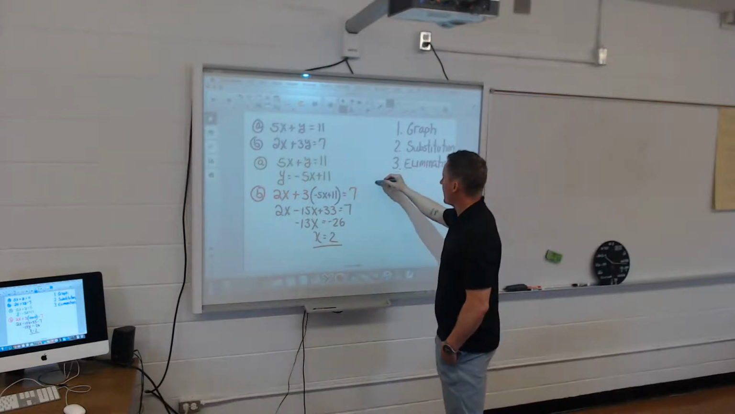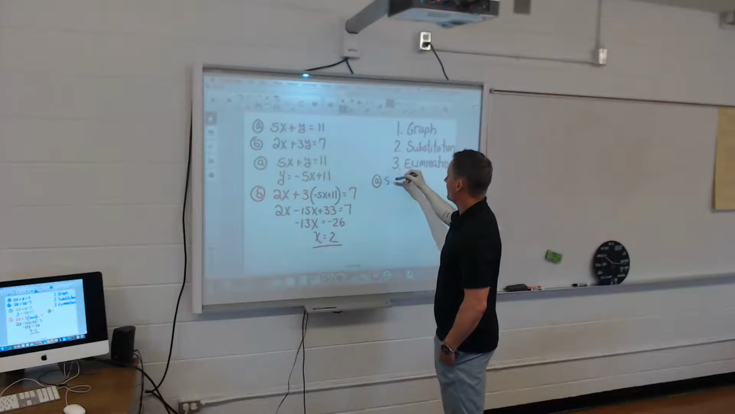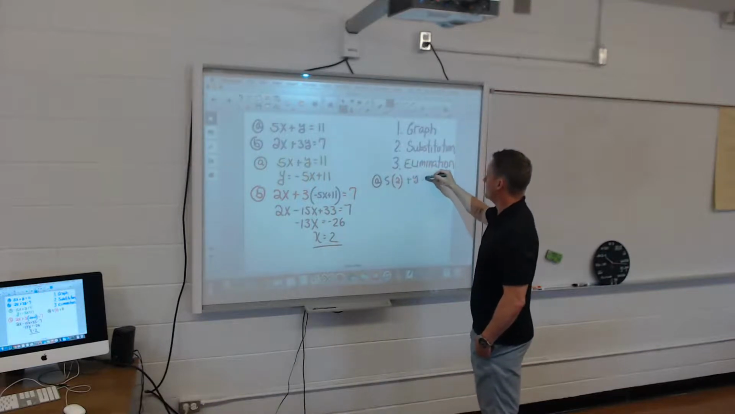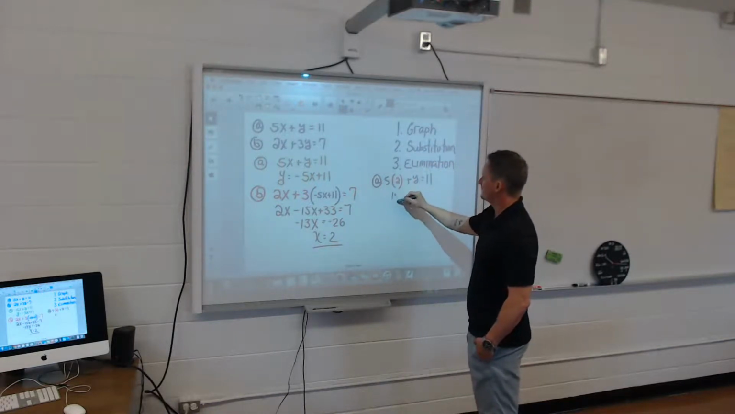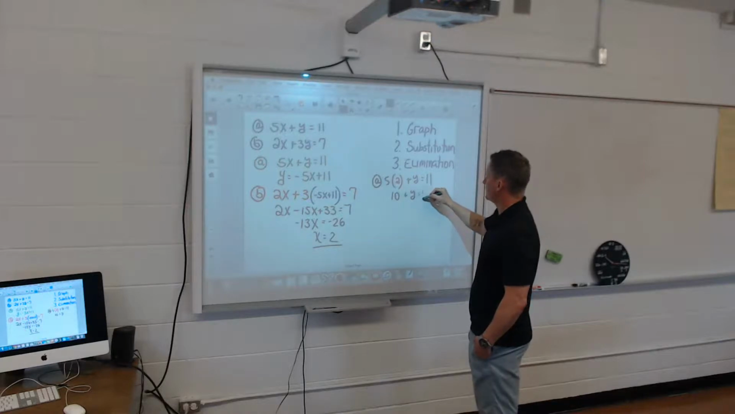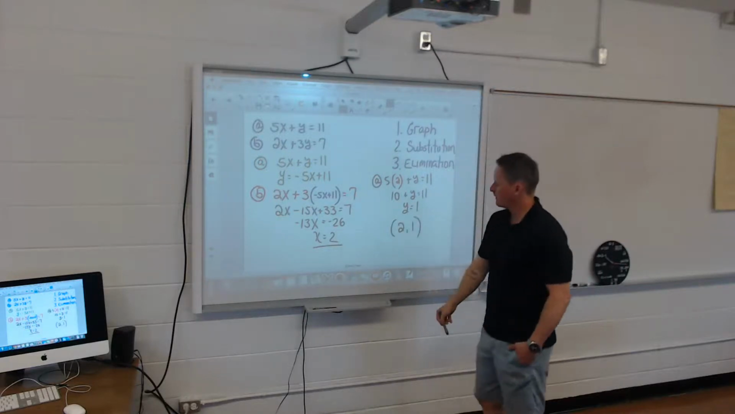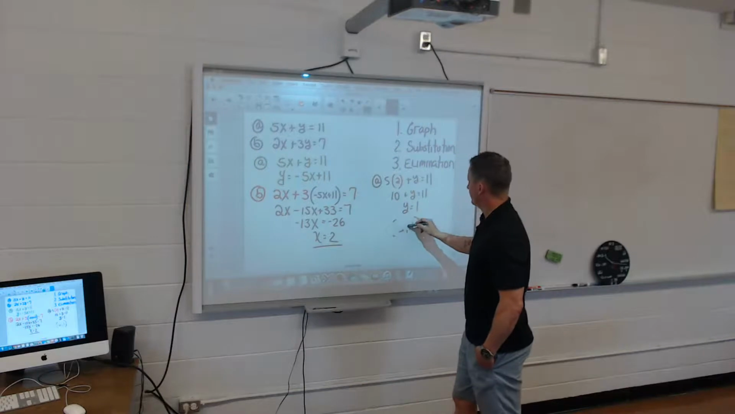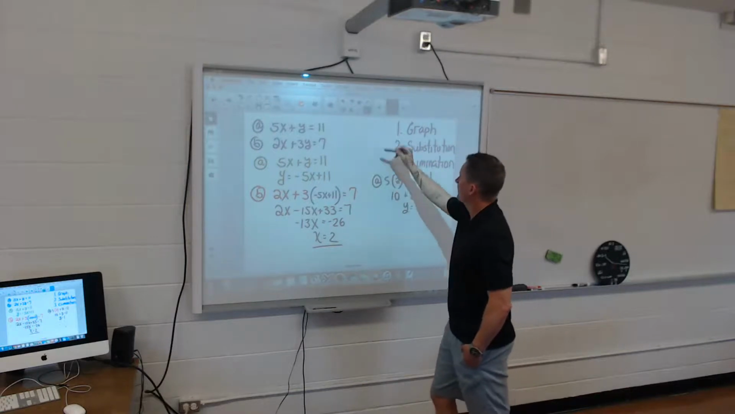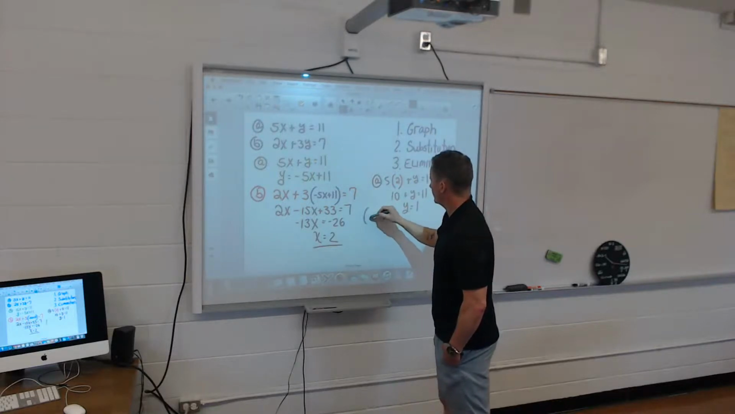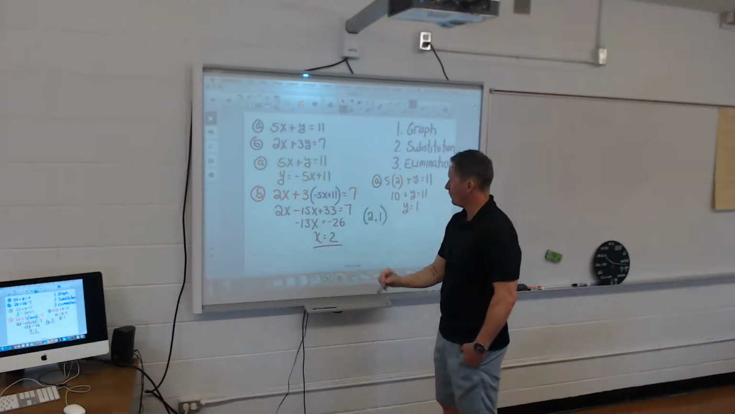So I'm going to use A, 5x plus y equals 11. So instead of x, I'm going to put a 2 in there. That gives me 10, add y equals 11. Y is equal to 1. My coordinate is then my solution, which is 2 and 1.